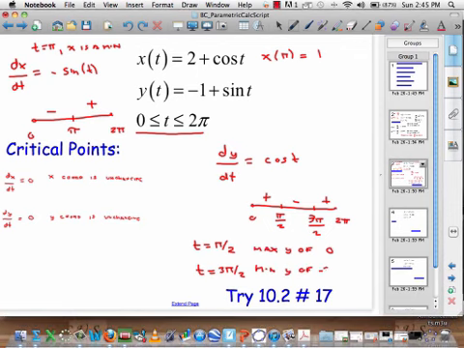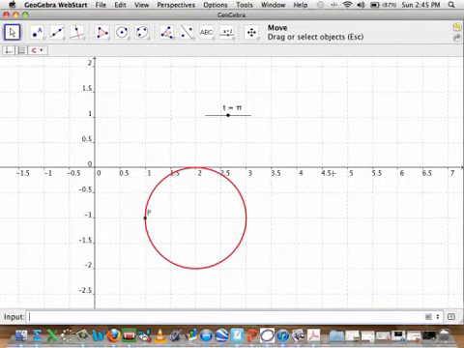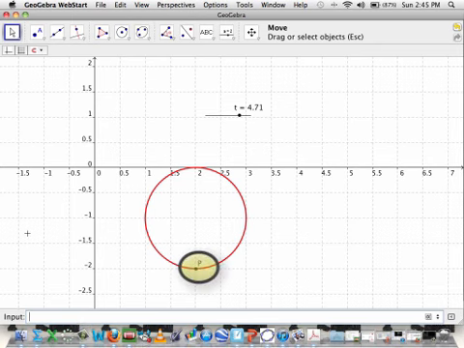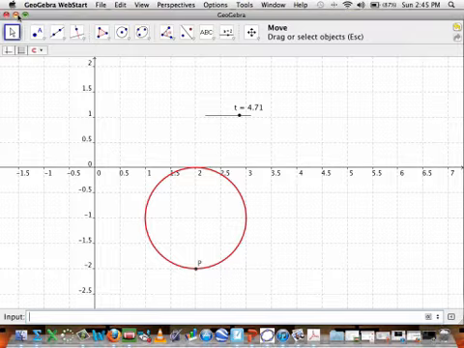Okay, so let's take a look. So pi over 2 and 3 pi over 2 are my points there. t equals pi over 2 puts me here, maximum y value of 0. And t equals 3 pi over 2, minimum y value of negative 2. So very good. We are seeing on the graph what the paper says we should see here.